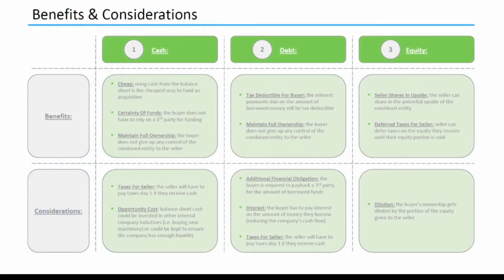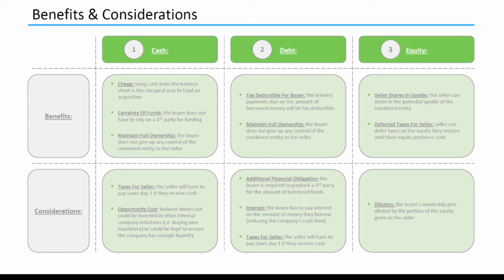Now let's take a look at the advantages and disadvantages for each funding source, starting with cash. The benefits to using cash include that it is cheap. Using cash from the company's balance sheet is the cheapest way to fund an acquisition, given that the company has already accumulated this amount and will only be giving up the interest income that it currently earns, which in this environment is close to zero.